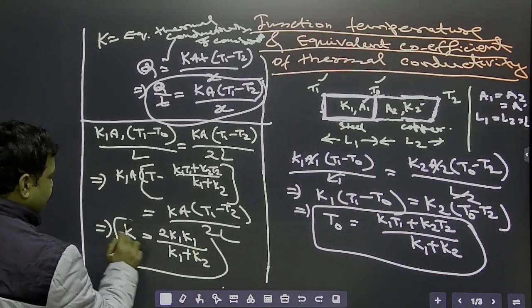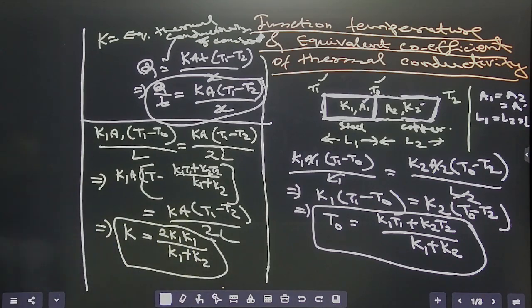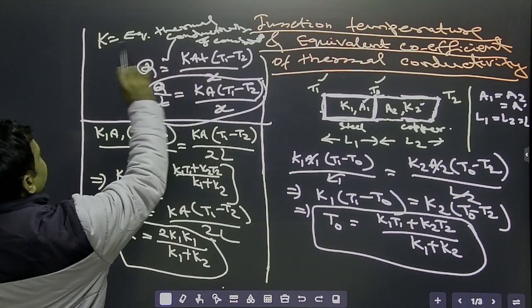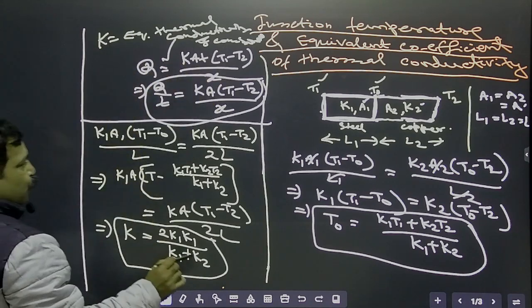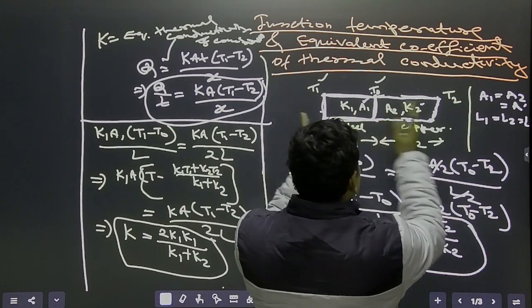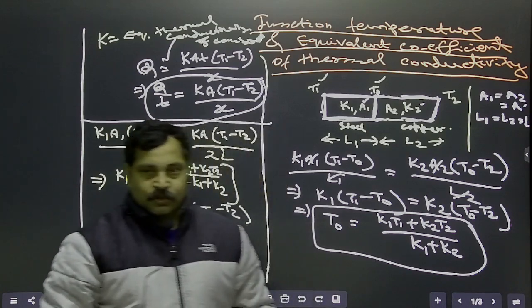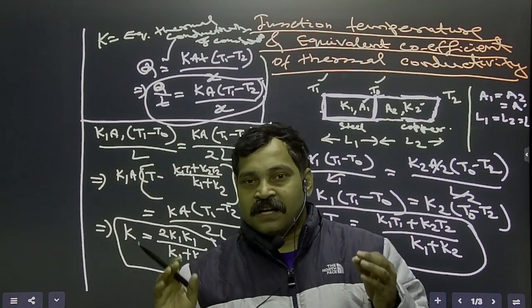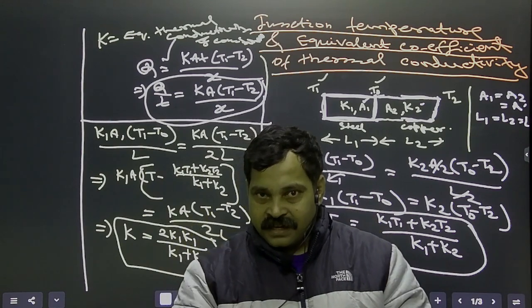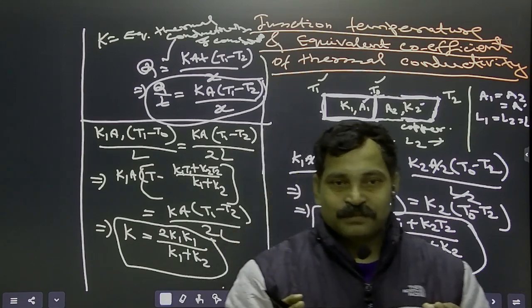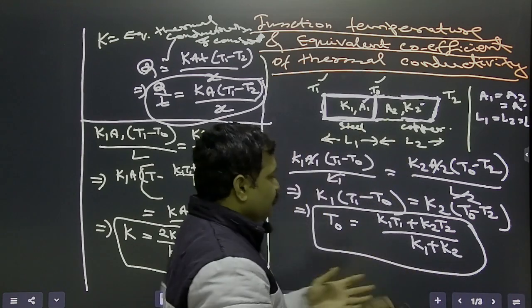So this is the derivation for the equivalent thermal conductivity of two materials when they are joined together and the transfer of heat is taking place. This is a very important formula to find the junction temperature and the equivalent thermal conductivity of the joint or of the combination.